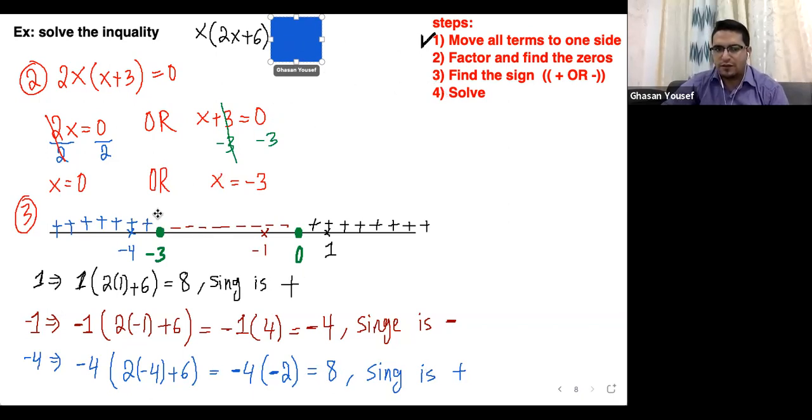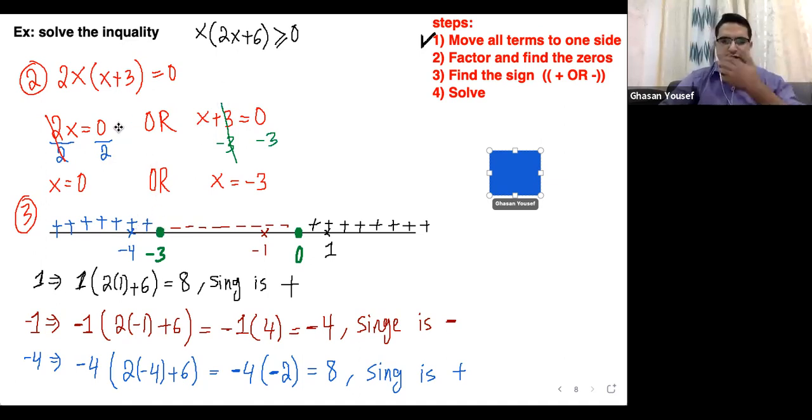Now for step number 4, after I get this line, this is an important line that will help me solve this inequality. I have to remove this blue box and solve it. The question is x times (2x plus 6) greater than or equal to 0. This means when this expression will be positive or 0. Go back to step number 3 to the line, look where the interval shows positive, and also which number will be 0.